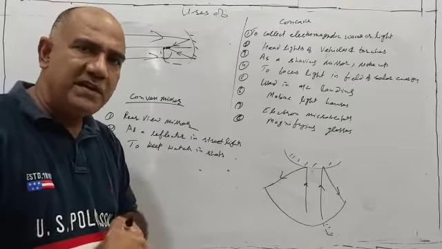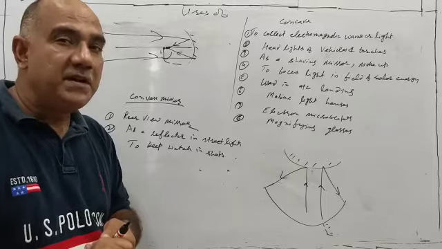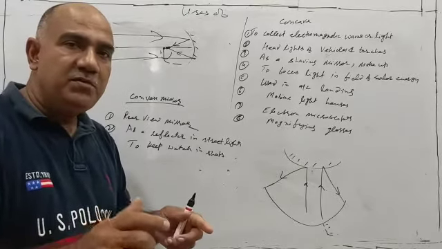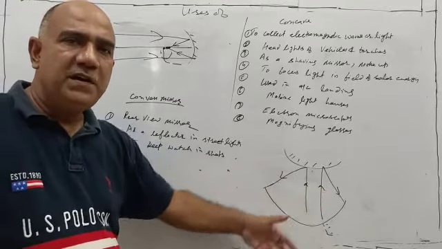One is it is able to make an erect image. But to see an erect image, you can use even a plane mirror. But a plane mirror will not be able to show you a wider field of view, and this is able to show a wider field of view. What is the meaning of wider field of view?